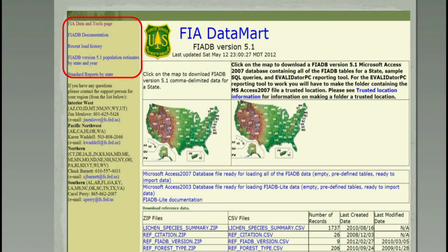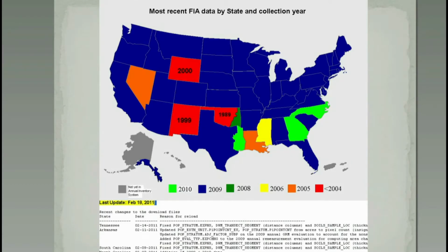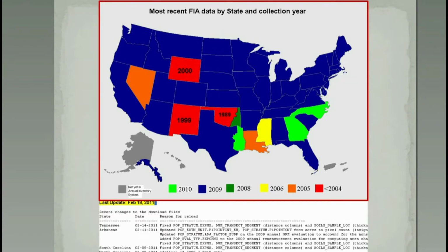The next thing is the recent load history. I do want to show you this. That's where you get this map. And this is an old map. I was going to update this slide too, but it was just too depressing. But you get the map that tells what the latest data is for each state. And then it tells you when it was updated.